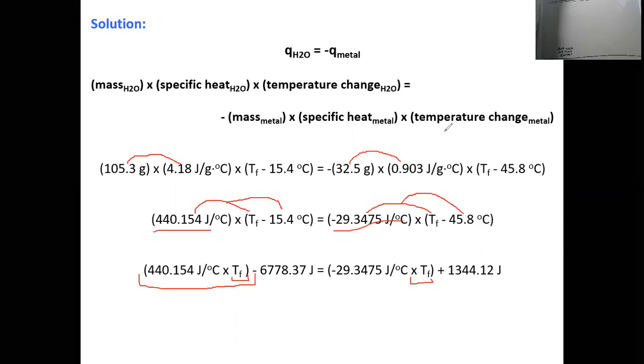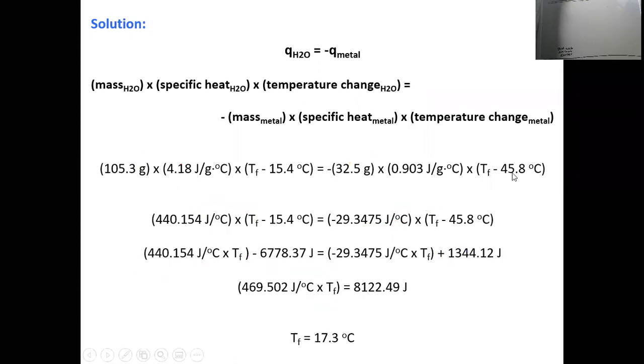Okay, so now I want to get my two X values on one side, and I want to get my non-X values on another side. So you're going to see what happens in this next step is I'm going to be adding this value over here to 1344, and I'm going to be adding this value over here to 440.154. Okay.